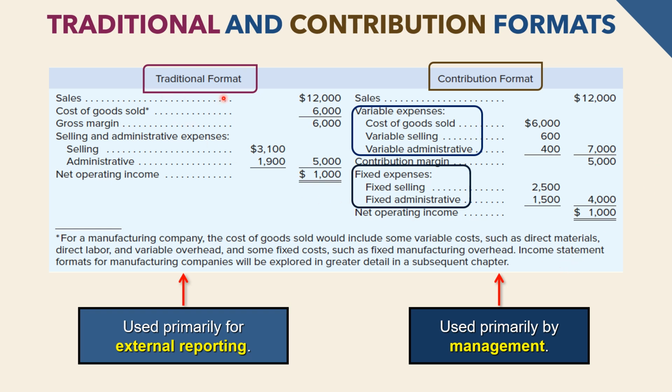Under traditional format, you start from sales minus cost of goods sold and you will get gross margin, and then minus selling and administrative expenses, which are period costs, and you will get net operating income. But for contribution format, you still start from sales, but you subtract variable expenses first. Then you get contribution margin, and then you subtract fixed expenses. You also get net operating income. So for contribution format, you will get contribution margin, but for traditional format, you will get gross margin.